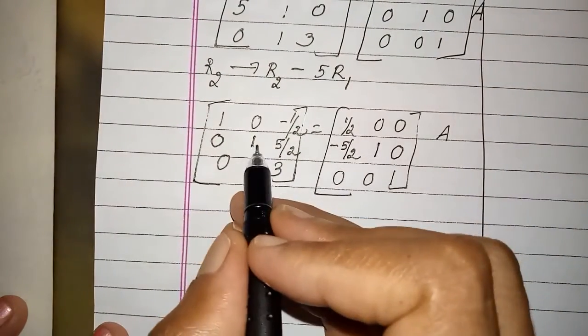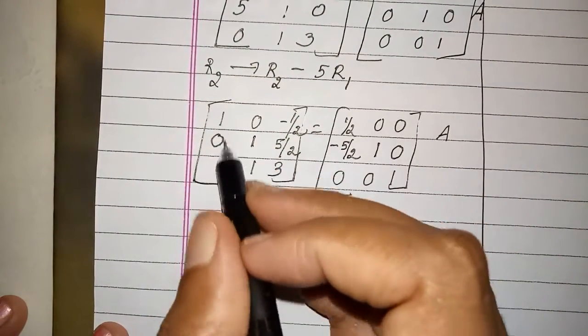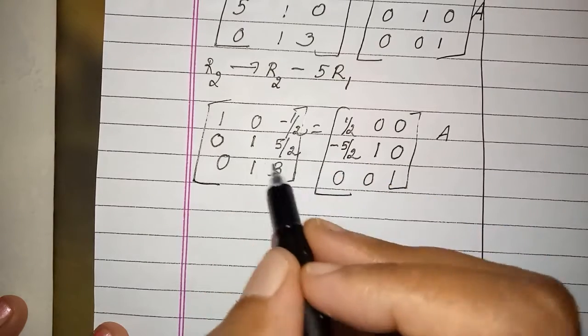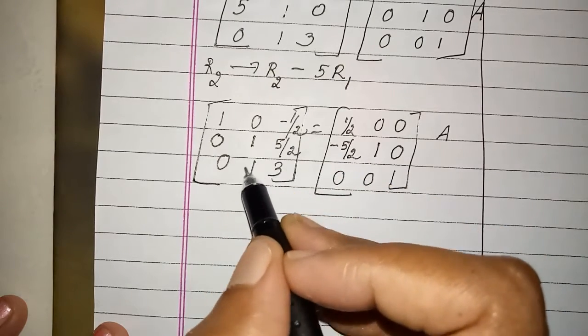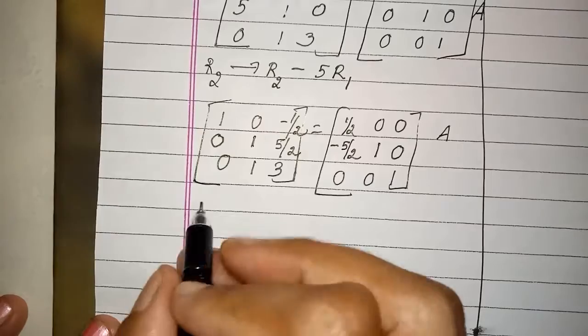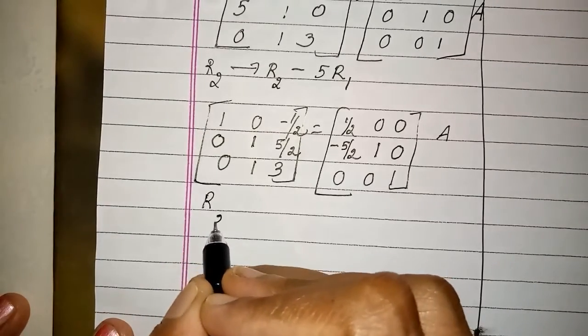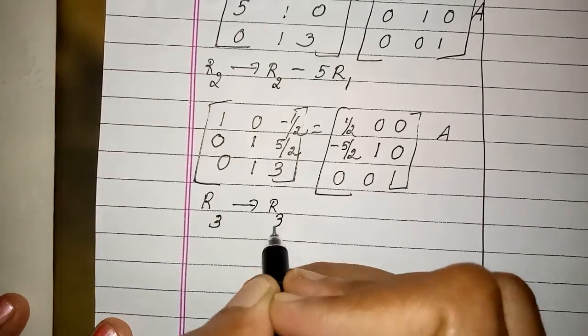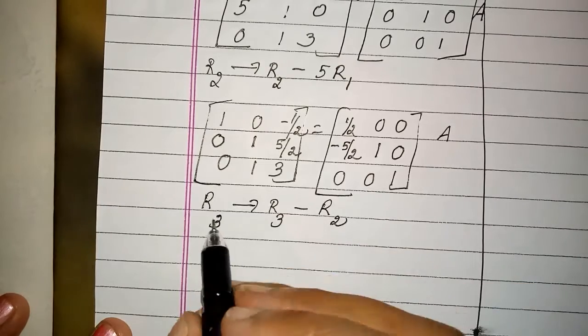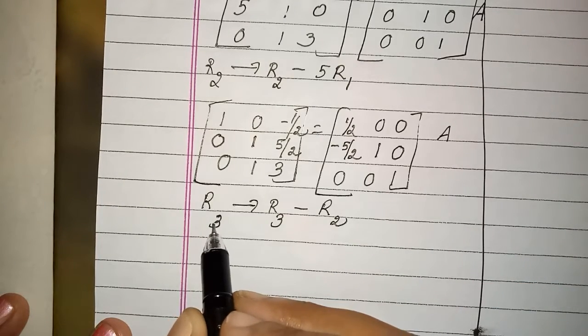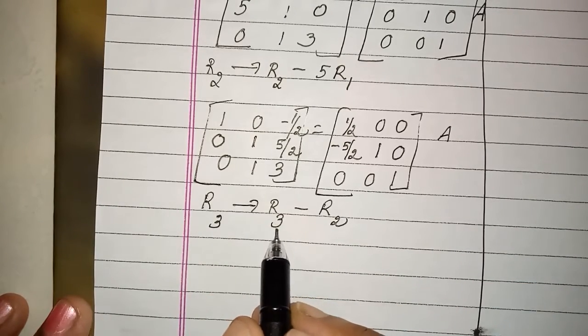Now what is my duty? Now here this column business is over. Now come to the next column. Here already 1 is there. I have to make here 0. So what will I do? In R3 you have to do R3 minus R2. Always remember the name of the row you are writing. Start calculation with that row itself first.